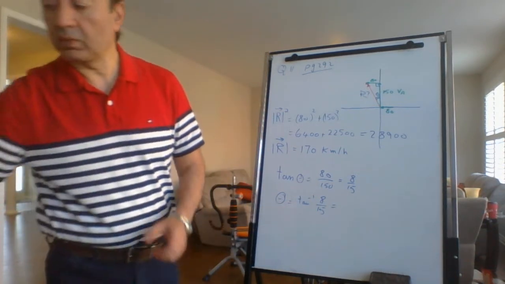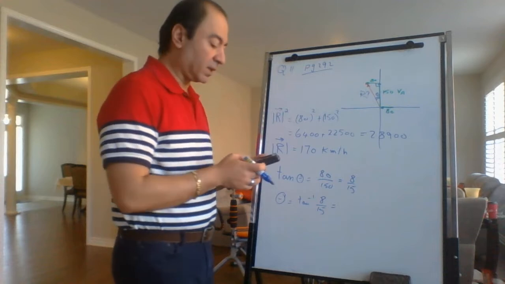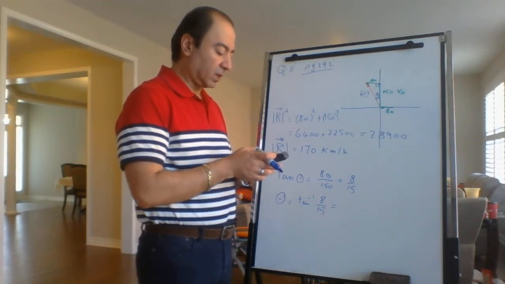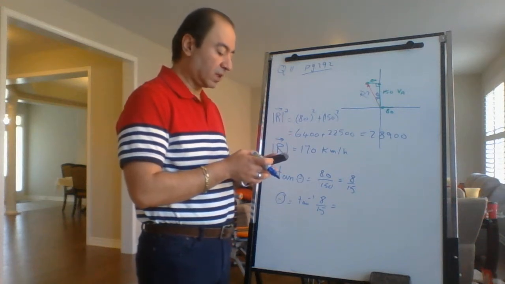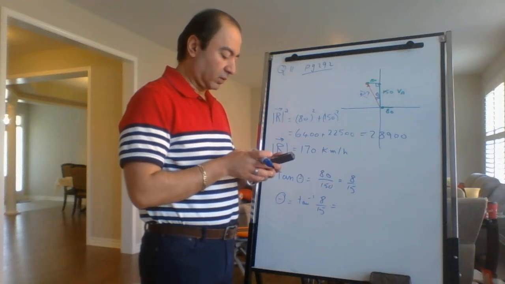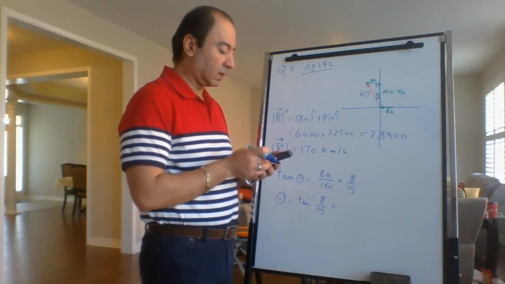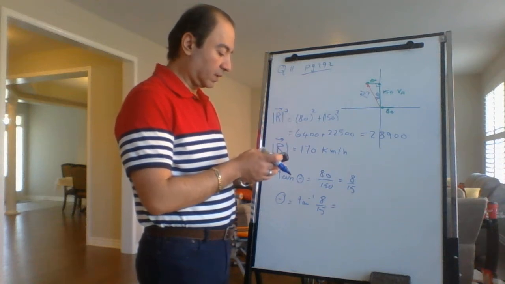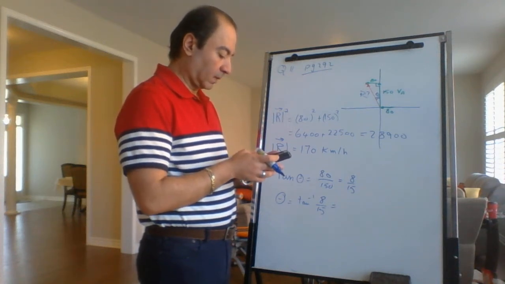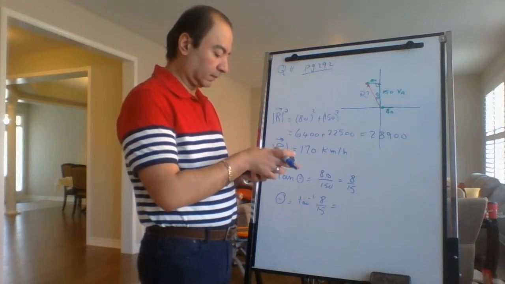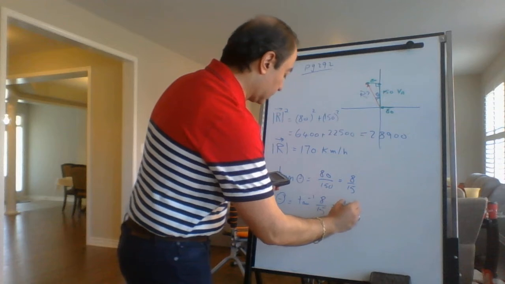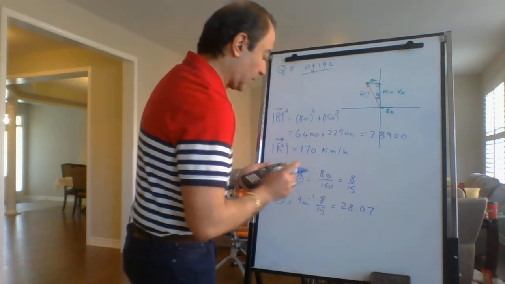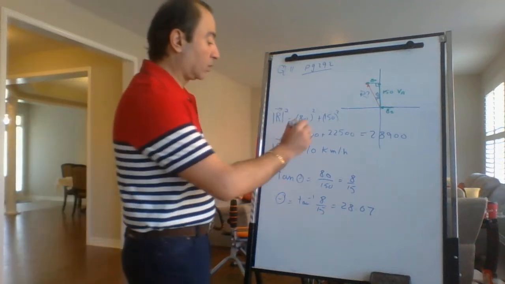Oh, I forgot to tell you, you must put your calculator now in degree mode. When we do vectors, we need the calculator in degree mode, not radian. In calculus, we used radian. In vectors, we use degree. So I want to find tan inverse of 8 over 15, which is 28.07. So this angle is 28.07.